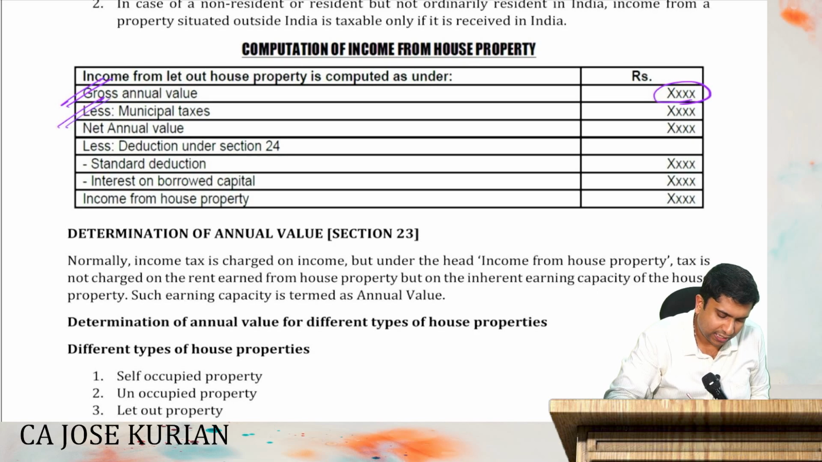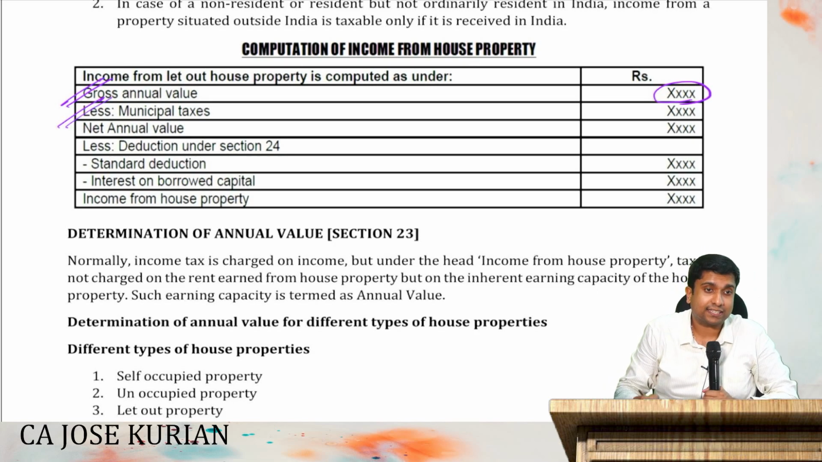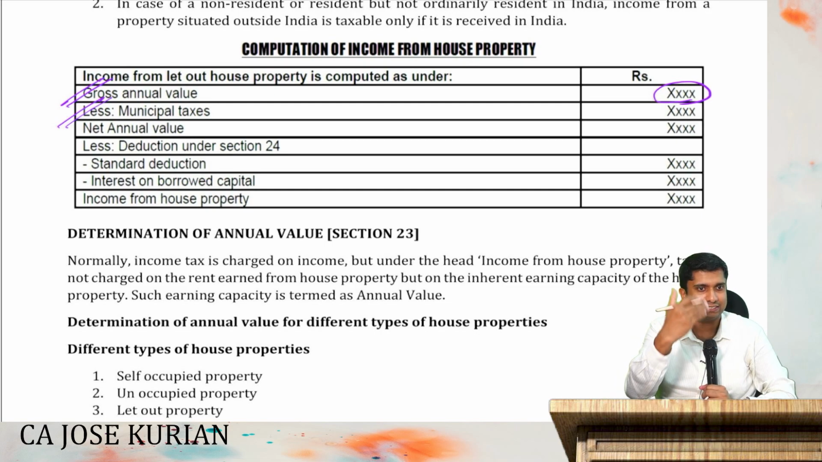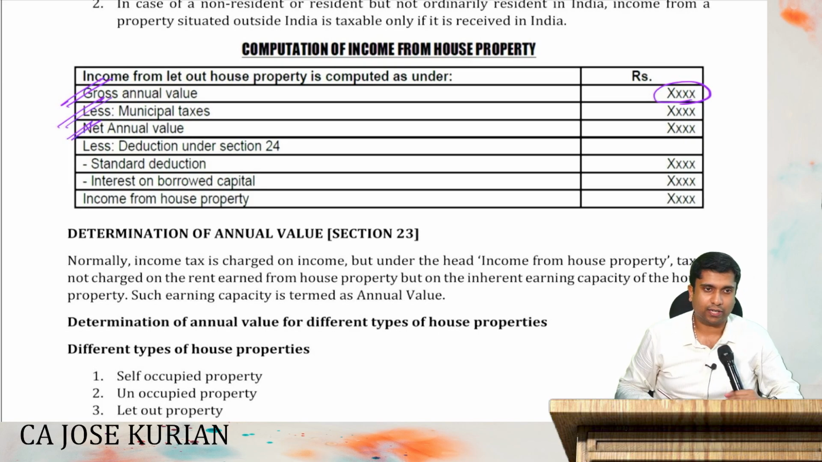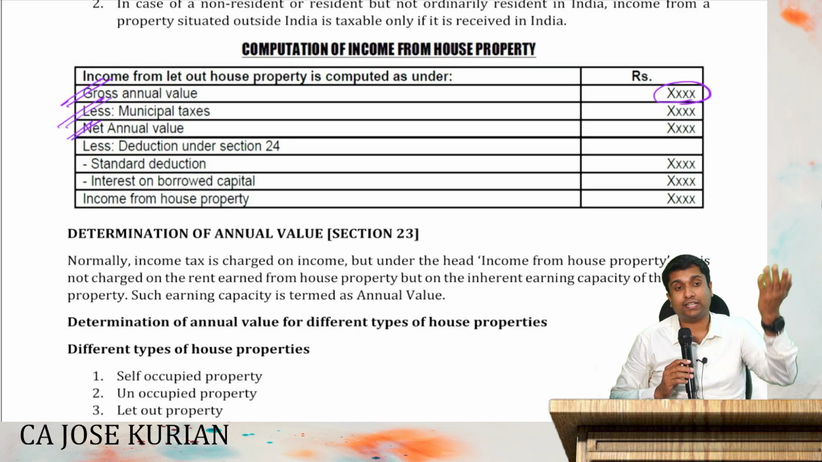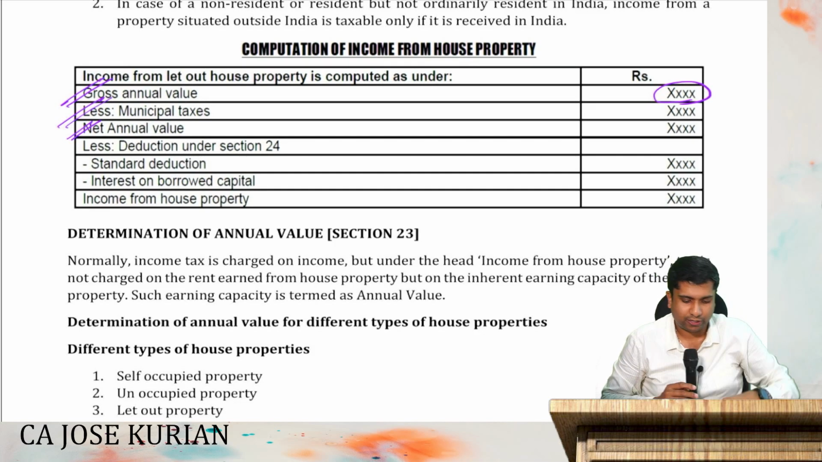Then from the gross annual value, you can deduct what? Municipal taxes. What are municipal taxes? Corporation taxes, panchayat taxes, municipality taxes. The property taxes that you pay are said to be municipal taxes. Then you will get net annual value. So from the gross annual value, deduct the municipal taxes to get the net annual value.